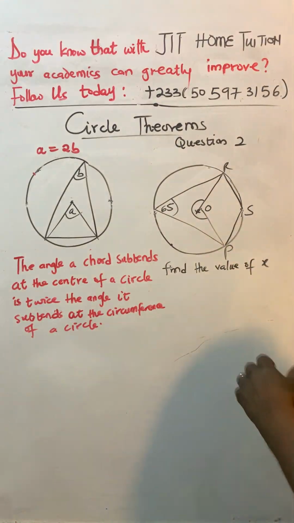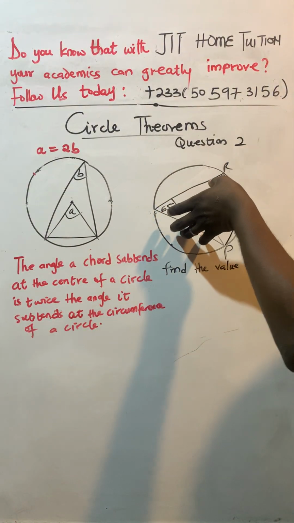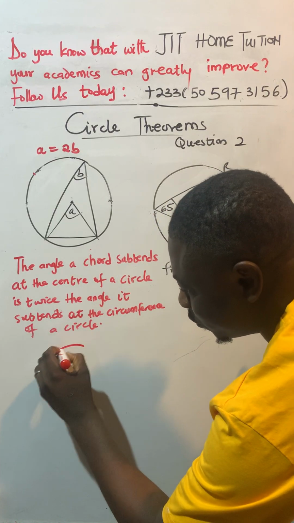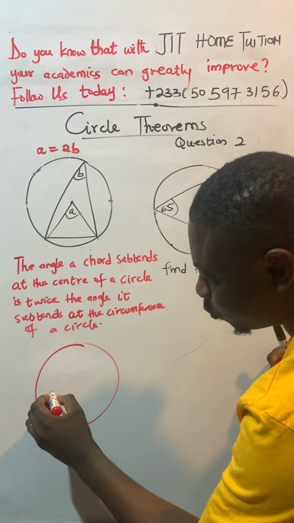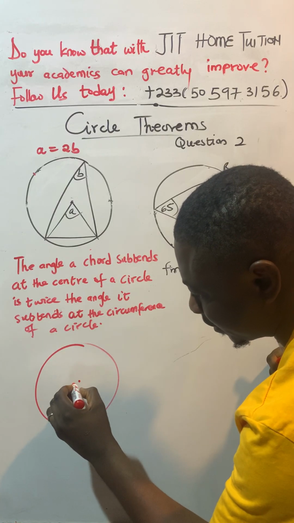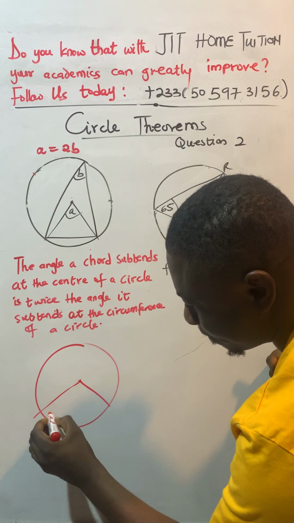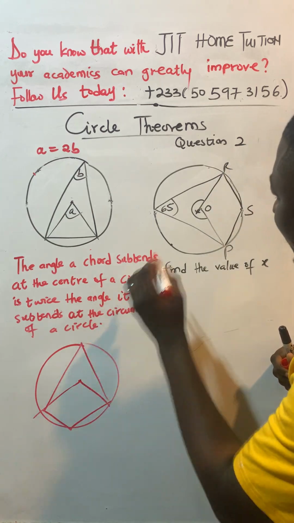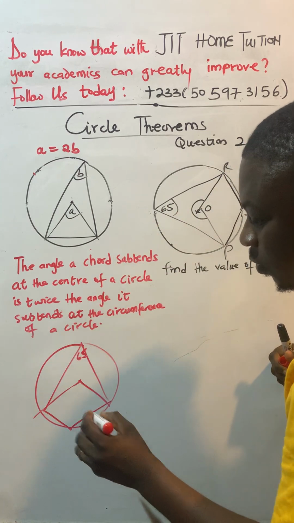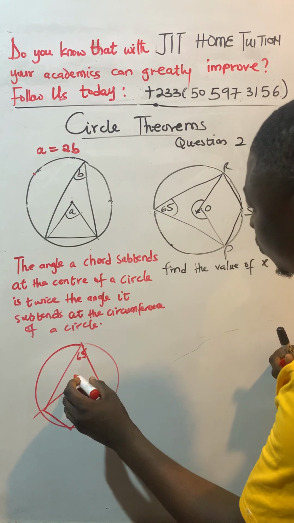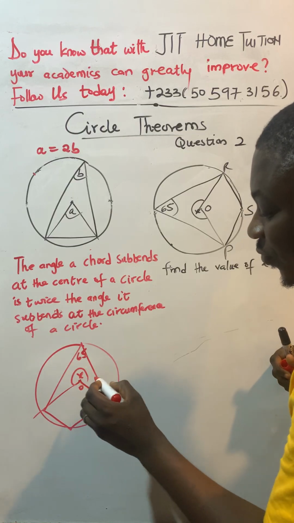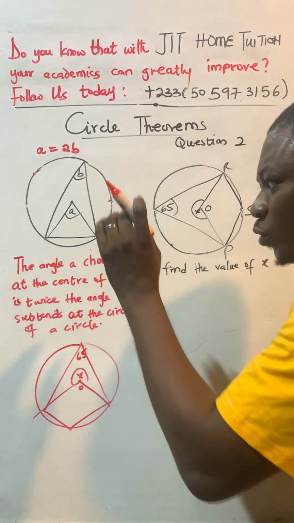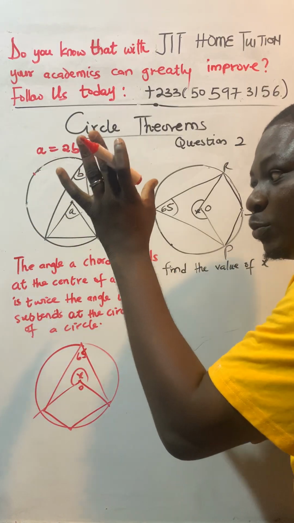Now look at it. With this question, when you turn it this way, let me try to draw it here. When you turn it this way, this is the center, this is what you have, and this side is 65. This side is O and this side is X. So they want you to find X. Now you ask yourself, how do you go about finding X? Immediately, this is the theorem that should come to mind.